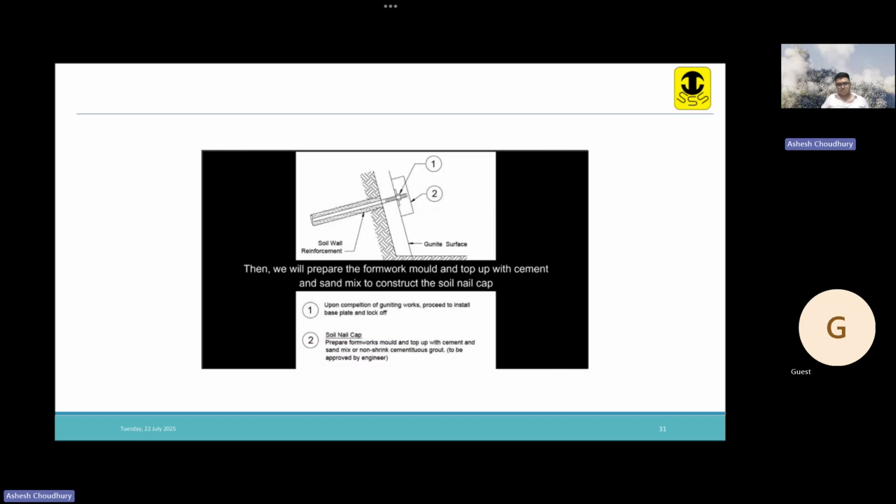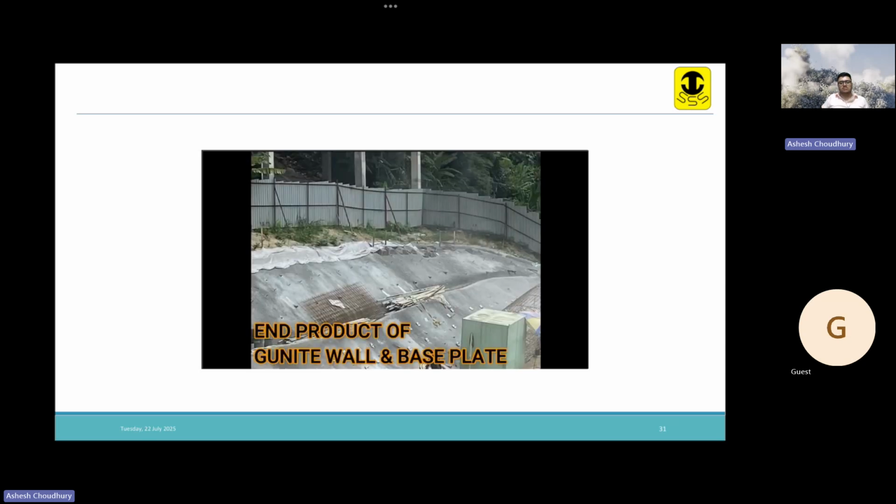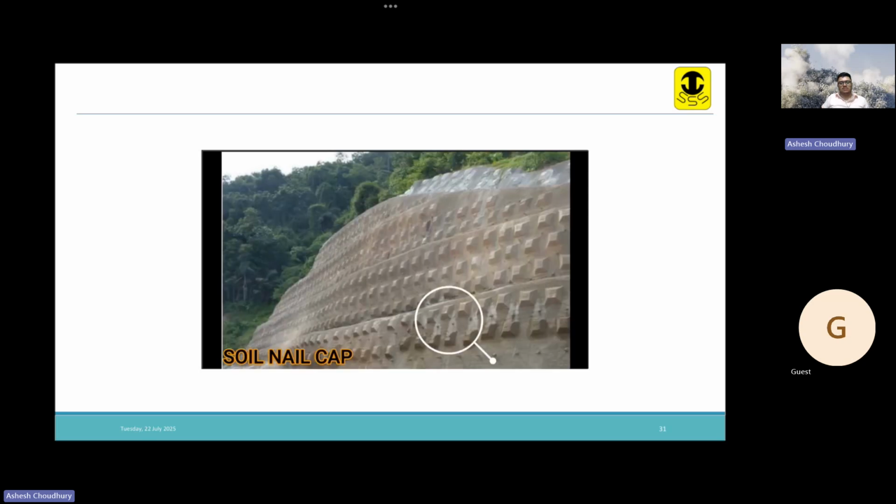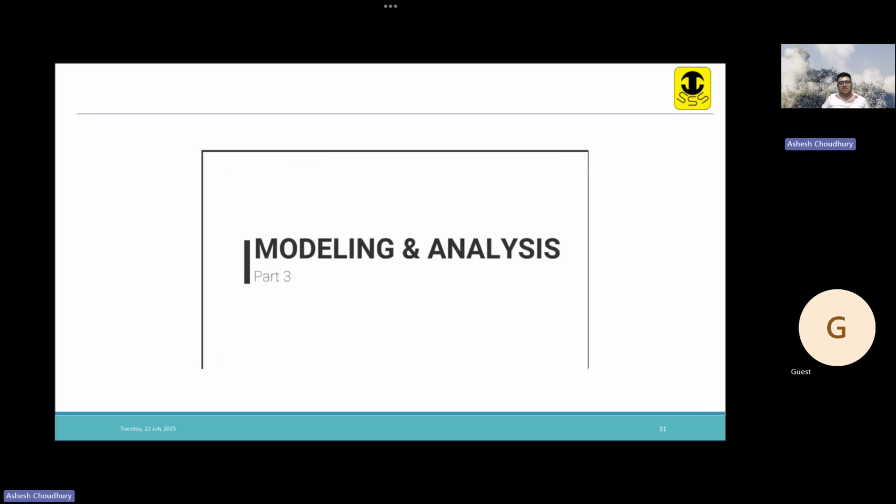And sand mix to construct the soil nail cap, which will look something like the second picture, which I will show in a second. This is a soil nail cap that is made.